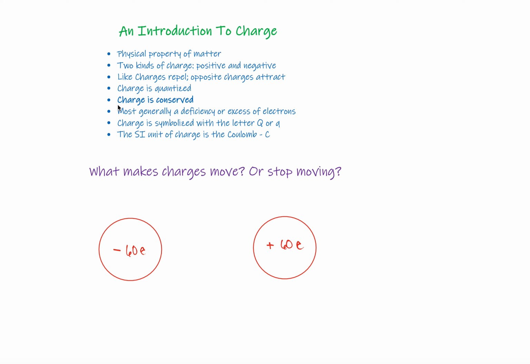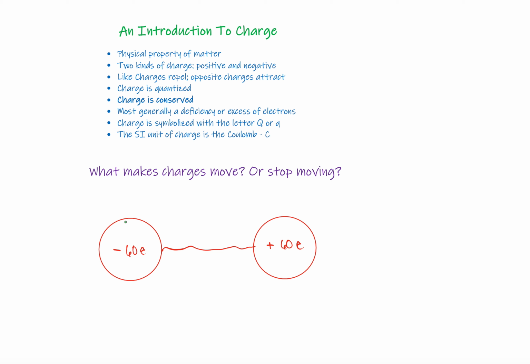Taking a look at the concept of conservation of charge through the lens of the question, what makes charges move or stop moving? Now, at the end of the last video, I left you with this challenge where we had two metal spheres that were connected by a conducting material, like a wire, and one of those spheres had an excess of 60 electrons, and one of those spheres had a deficiency of 60 electrons. And we were going to take a look to see what would happen when these two are connected.